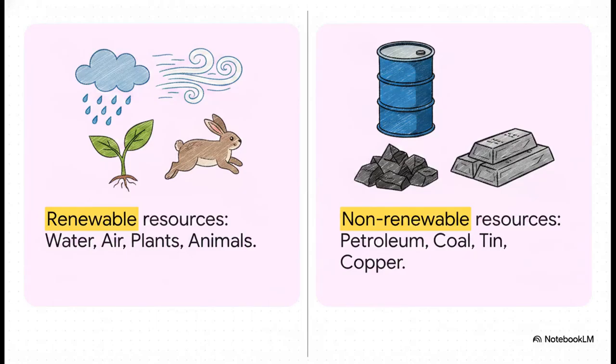And this brilliantly illustrates the difference between our 2 main categories. On one side, we have renewable resources. Things like water, air, plants, and animals. Water cycles naturally through evaporation and rain. Plants and animals biologically reproduce. On the flip side, non-renewable resources like petroleum, coal, tin, and copper simply don't reproduce. They don't rain down from the sky. They're limited materials that we extract from the earth. When we mine a ton of copper, there is simply 1 less ton of copper left in the world.